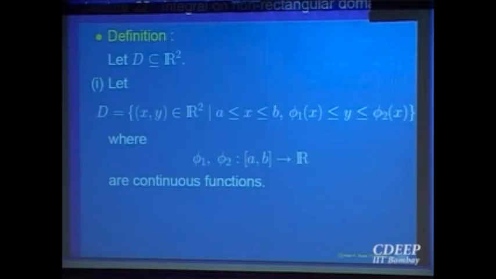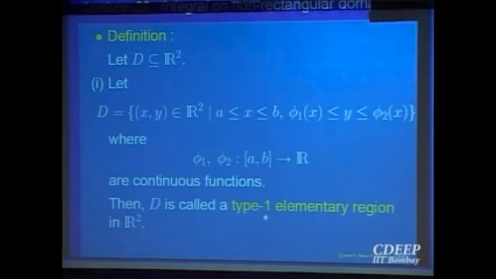So that is the assumption we are making. If your domain looks like this, then you say your domain is a type 1 elementary domain. If your domain looks like this, then you say your domain is an elementary domain of type 1. So what is essentially we are doing? What is the meaning of saying that?